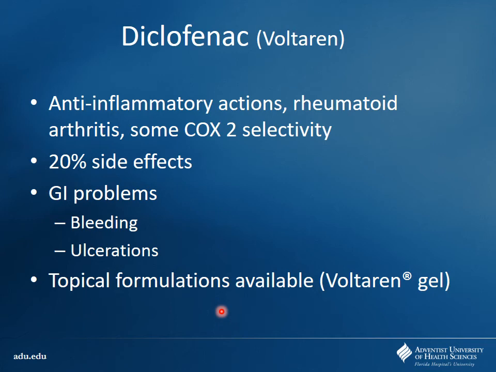you can use this topically, especially for osteoarthritis, rheumatoid arthritis. If you have a few number of joints being affected, you get nice local effects by applying Voltaren gel right to the site instead of having to take a systemic NSAID. So it's good for some patients.